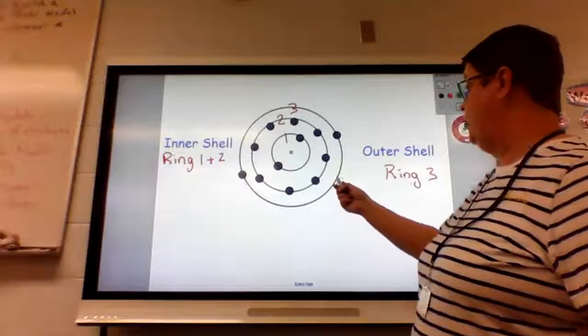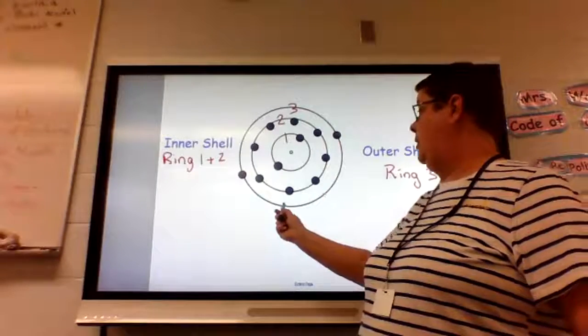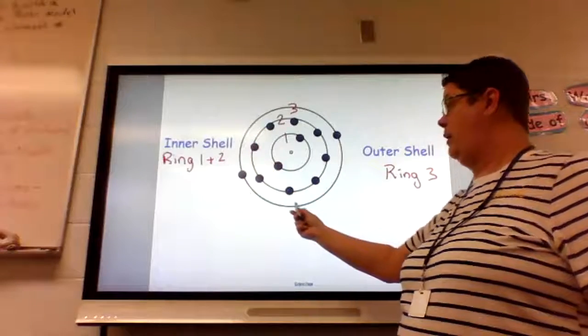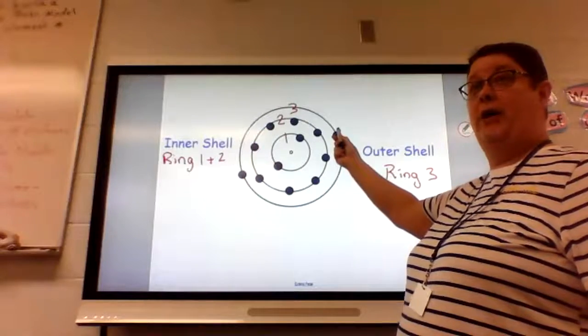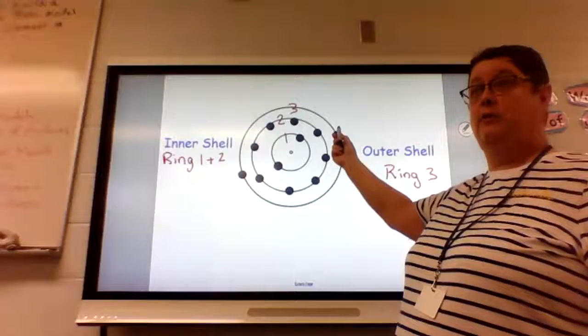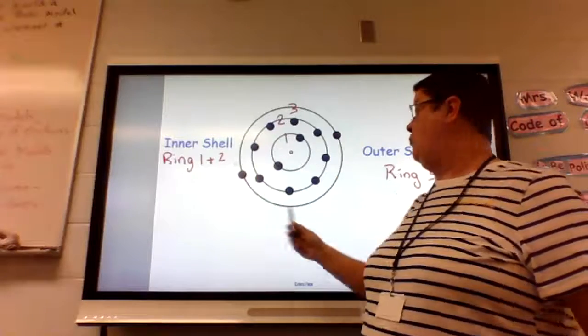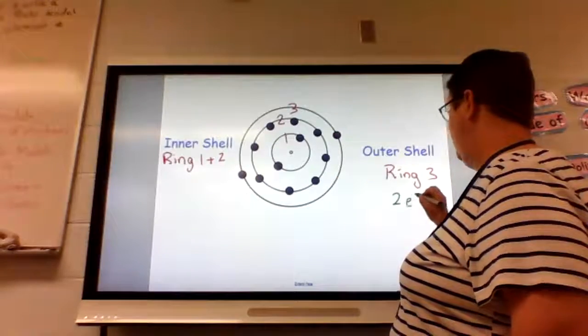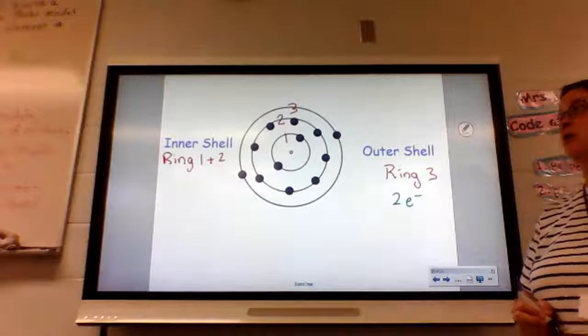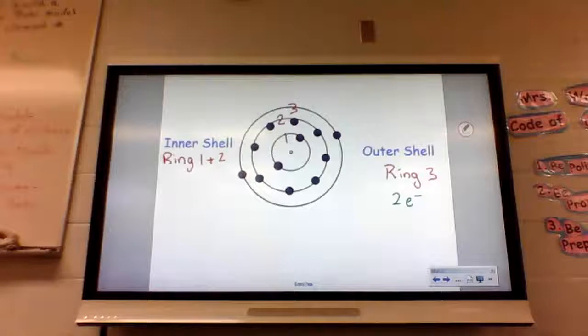All right. So on that third ring, how many electrons did I draw on the third ring? 2. That's how you get that. So your beads are your electrons, and the number of beads on your outside ring will tell you the number of electrons you have in the outer shell.